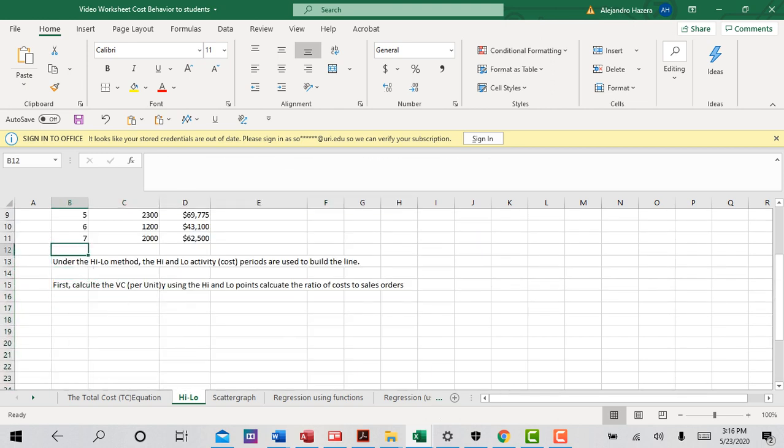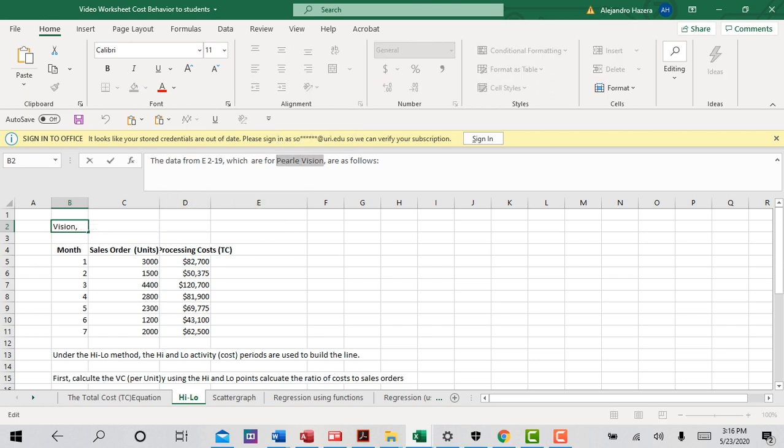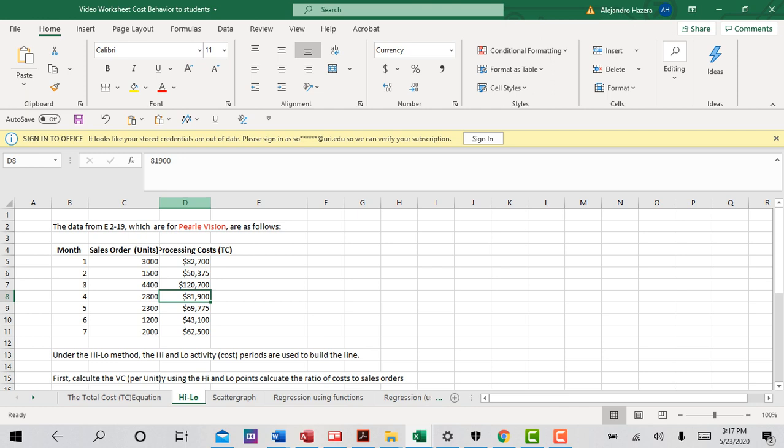Okay, so under the high-low method, you're going to use the high point. Here's a data set, first of all. The data set pertains to exercise 2-9 in your book. So I'm using 2-9 from your book, in case it's part of the homework, that's fine with me. This data set pertains to a company called Pearl Vision. I think there is a company called Pearl Vision.